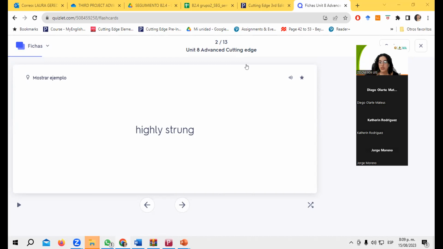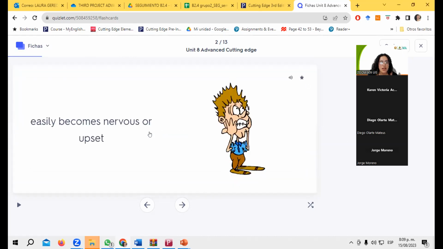So I'm writing here the results. Let's see. Highly strong. Continue with Karen. The same word, highly strong. It's a person that has a really nervous or sensitive temperament. Yes, a sensitive temper. Is a person that becomes nervous easily or upset very easily. All right, good. Karen, thank you.